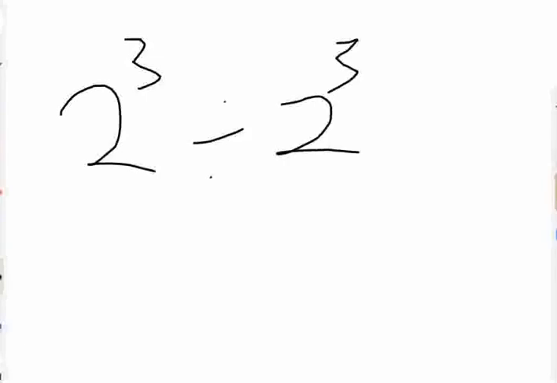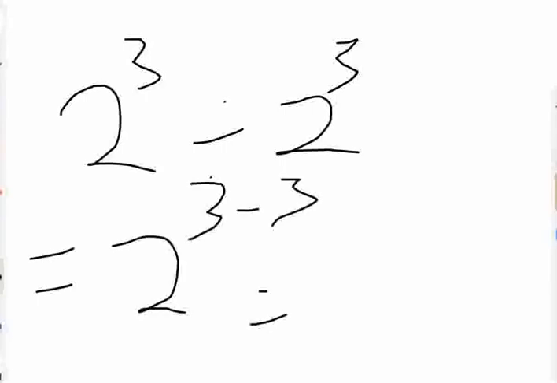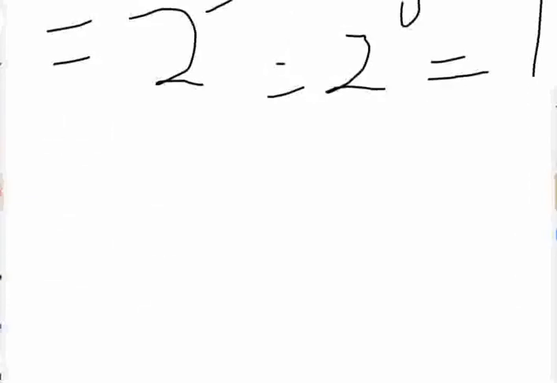Now if you have a question like 2 raised to the power 3 divided by 2 raised to the power 3, you know this is equal to 2 raised to the power of 3 minus 3, which is equal to 2 raised to the power of 0. The zero index law says that this is equal to 1. Meanwhile, any number raised to the power of 0 is equal to 1.